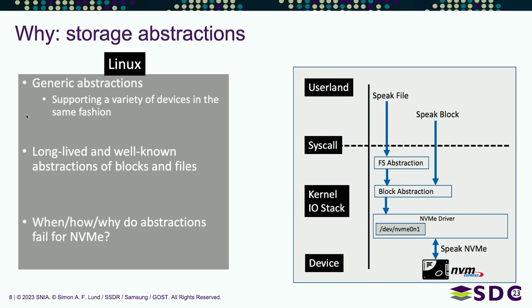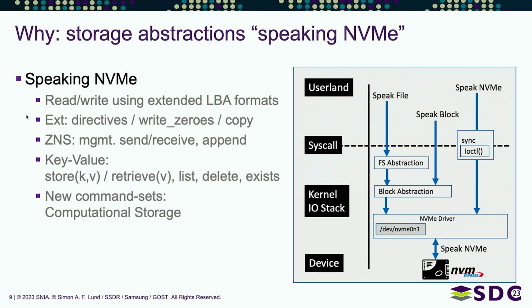So these have been the dominant and long-lived abstractions, such that in userland, what you think about is files and block devices. And that's the job of the operating system, to encapsulate this in file system abstractions and in the block abstraction layer. And then the thing where we start to speak NVMe, well, that's a responsibility of the kernel driver to do the specifics of mapping these abstractions down to a specific hardware platform such as NVMe. So how does that fail?